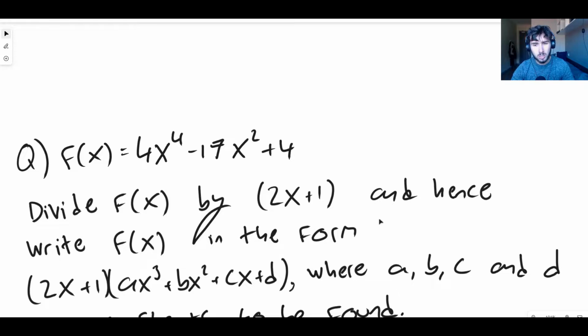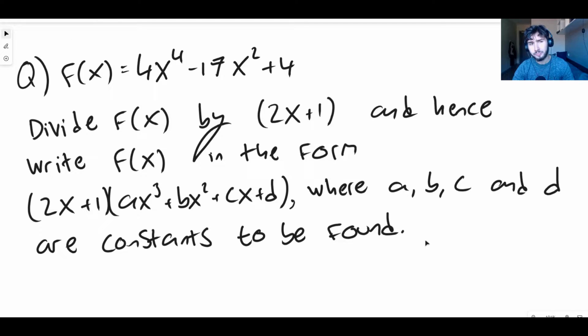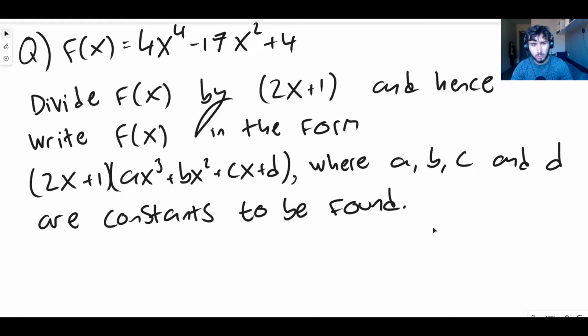So we're going to read the question, see what's going on here, and have a think about why this is harder than the previous two videos. Okay, there's two reasons. Here's the question. f of x equals 4x to the 4 minus 17x squared plus 4. Divide f of x by 2x plus 1, and hence write f of x in the form (2x plus 1) times (ax cubed plus bx squared plus cx plus d), where a, b, c, and d are constants to be found. That basically means we need to find a, b, c, and d. That's the point of the question, right?